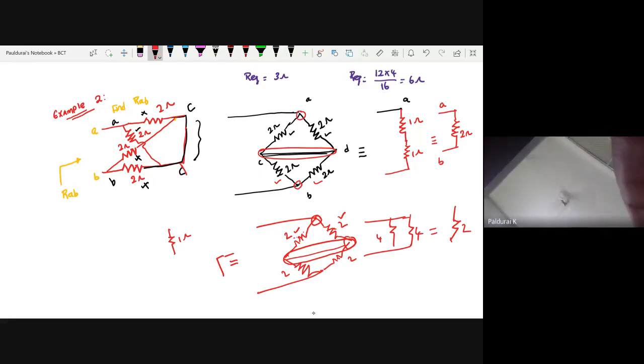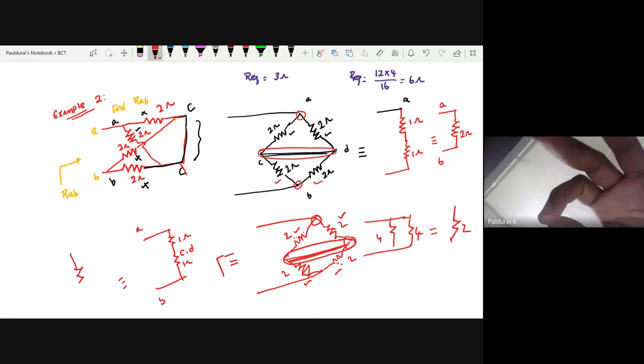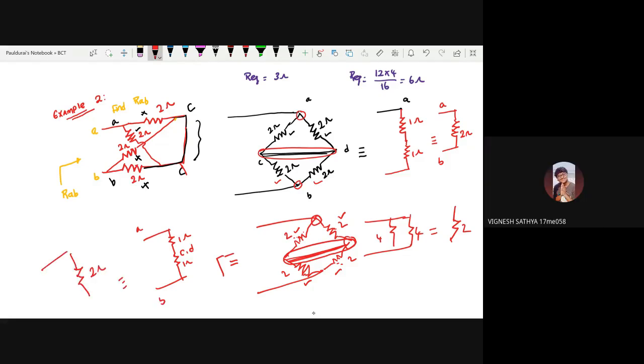After that, here is a point, this point is the one that was C, D. Then after that, these two on the lower side, look, these two again in parallel will give you another 1 ohm. Now these two are in series between A and B, so it will give you 2 ohm.